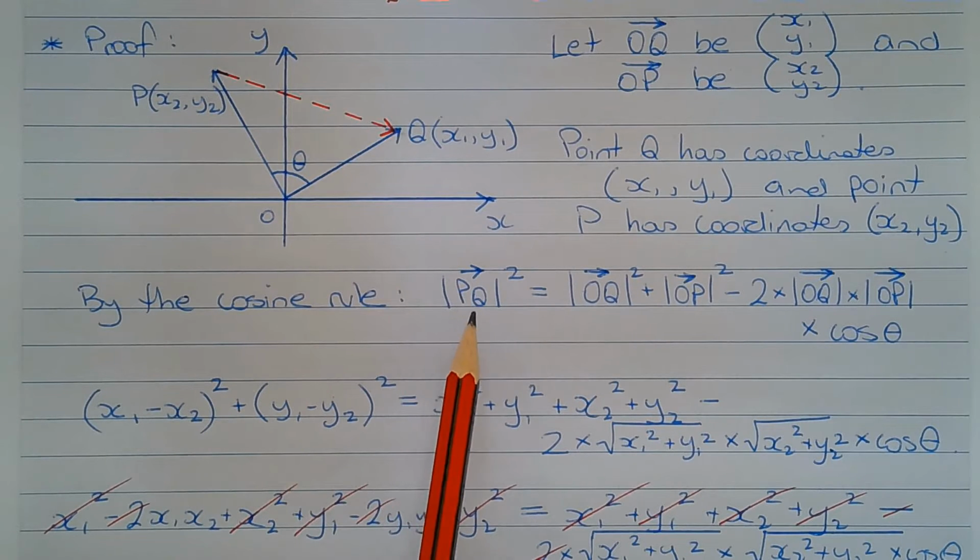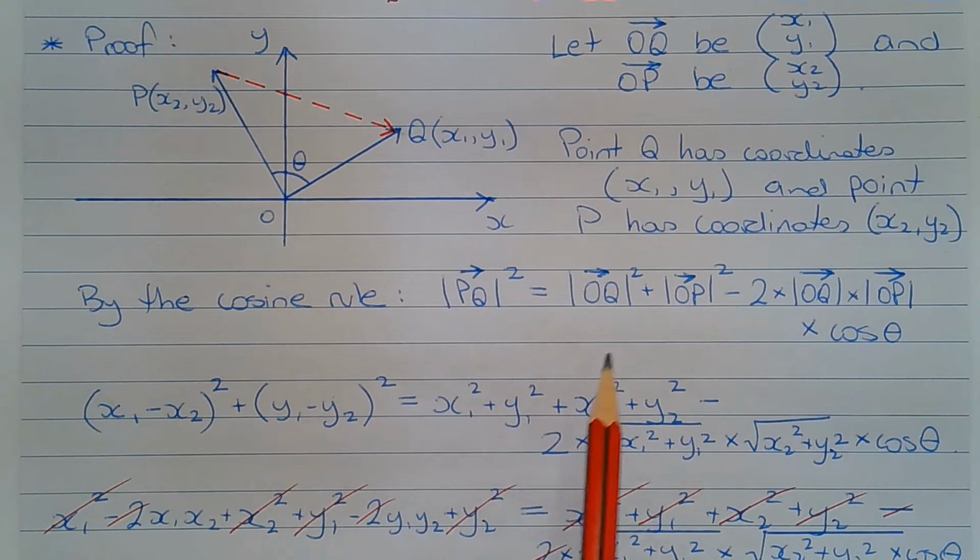Now the magnitude or the length of PQ is given by x1 minus x2 all squared plus y1 minus y2 all squared. And that equals OQ all squared, which is x1 squared plus y1 squared, plus OP squared, which is x2 squared plus y2 squared, minus 2 times the square root of x1 squared plus y1 squared, multiplied by the square root of x2 squared plus y2 squared, multiplied by cos of theta.